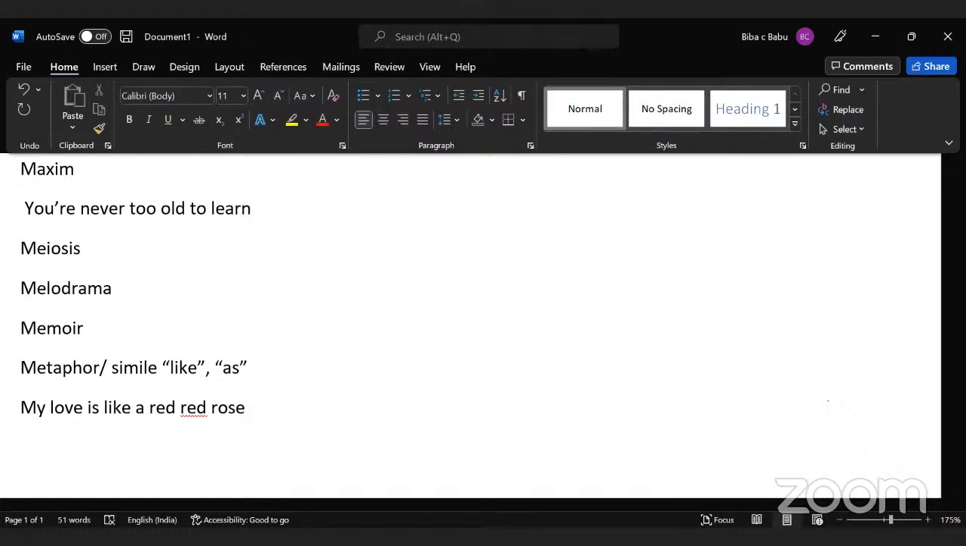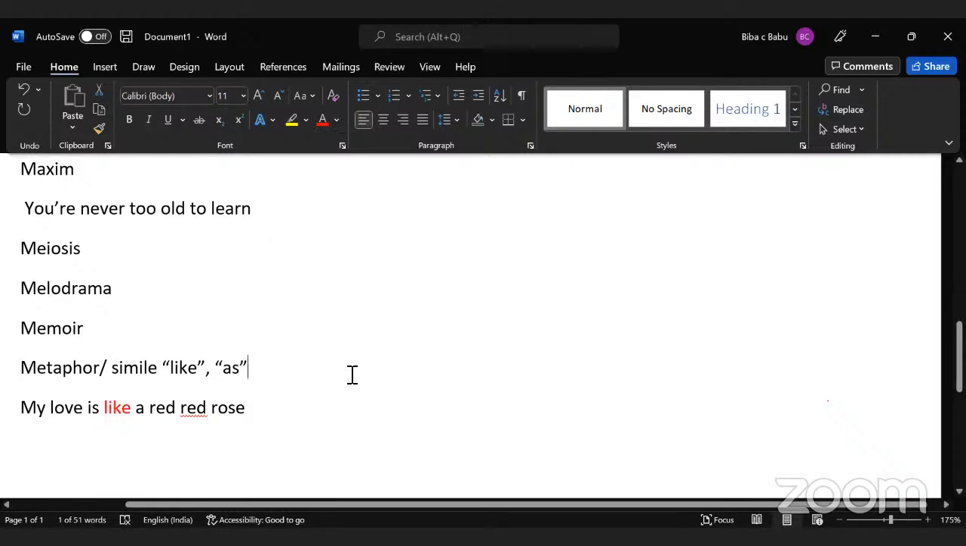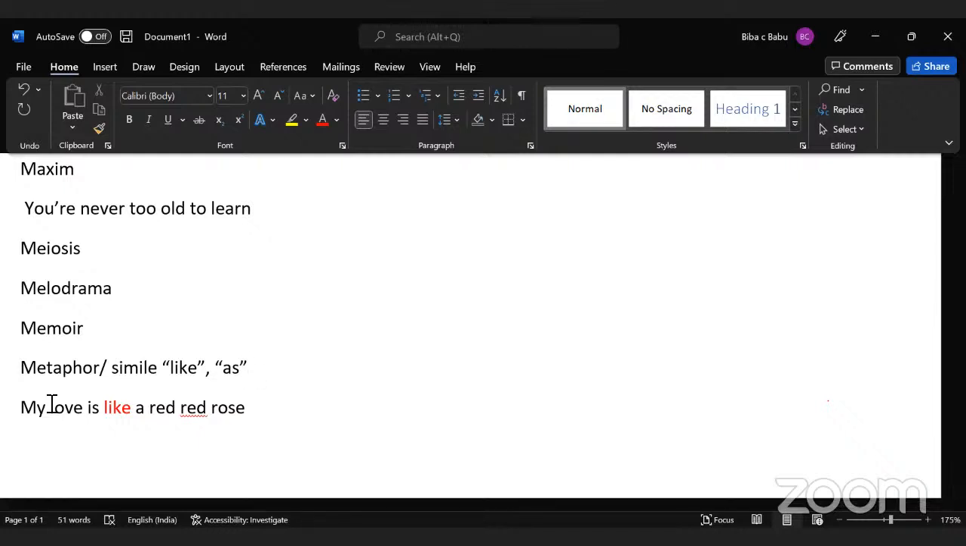It is simile. See, here there is the use of the word like. My love is compared to a red rose. Here is a comparison. So, when I say my love is like a red rose, it is a simile, comparing my love to a red rose.